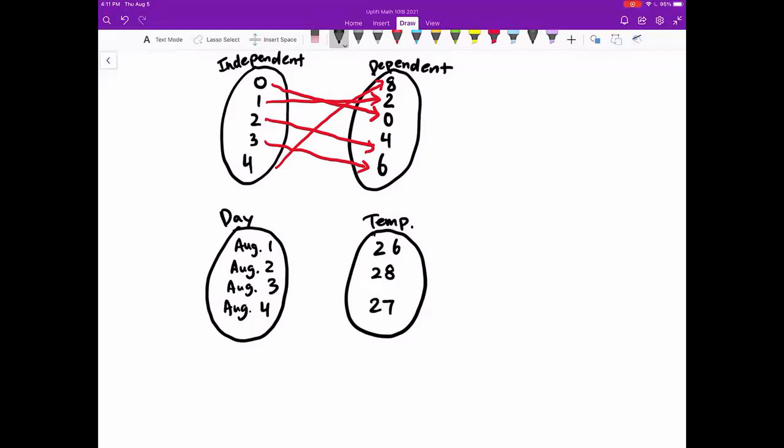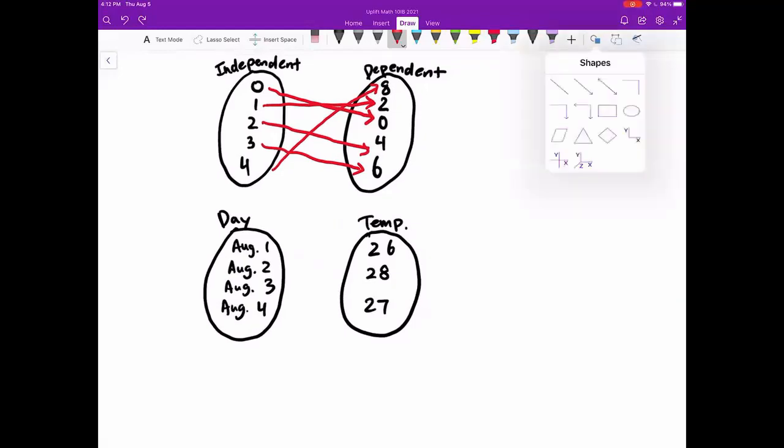So maybe on August 1st, it was like 28 degrees. So you draw a line, and then August 2nd, it was like 26 degrees. And then maybe for August 3rd, it was also 28 degrees. So we just draw another arrow to the same value. And then August 4th, we have 27 degrees.